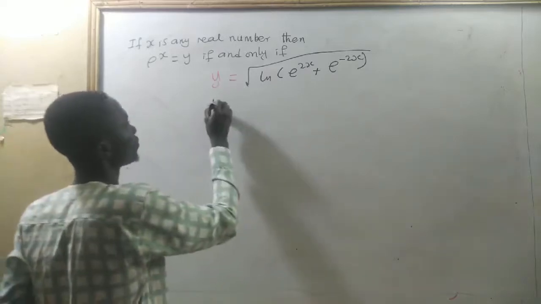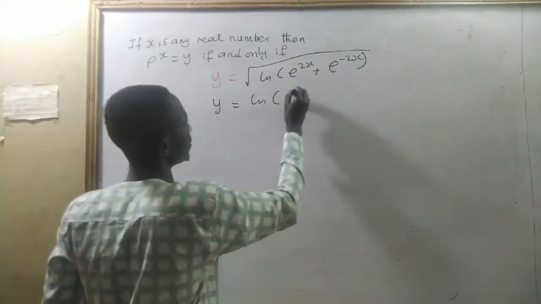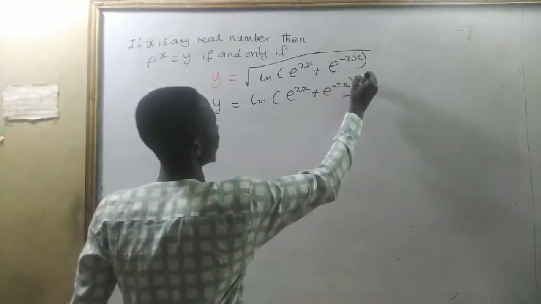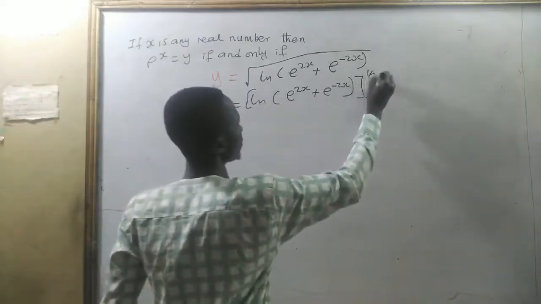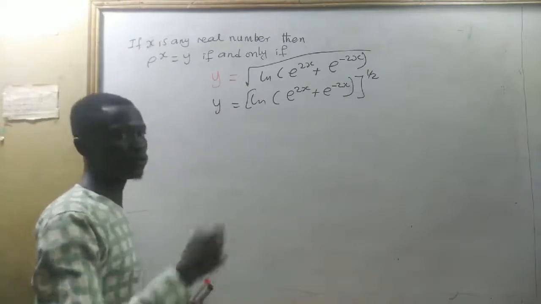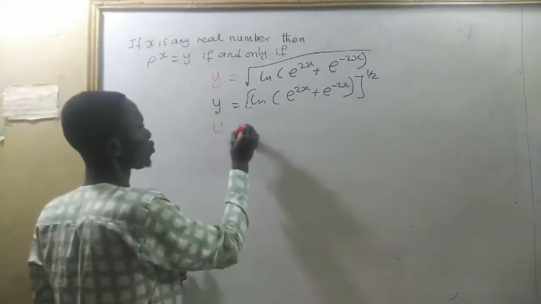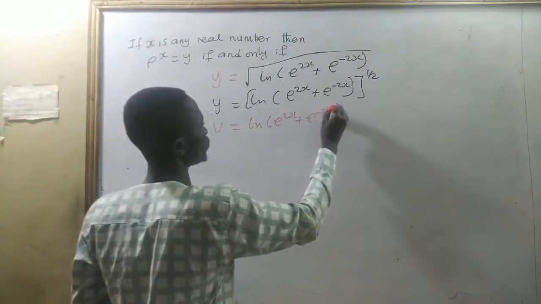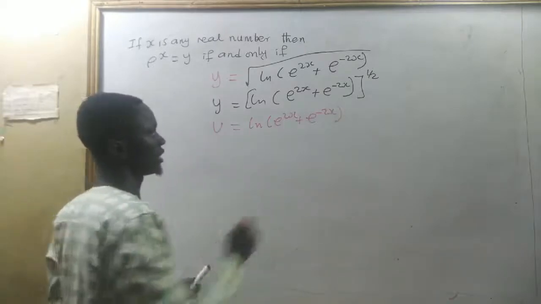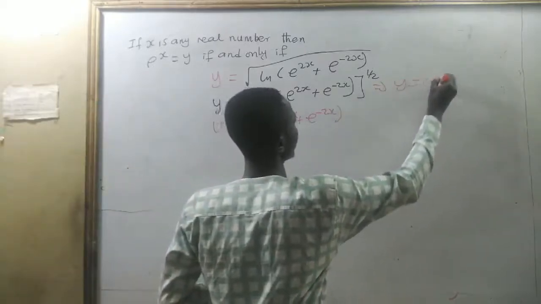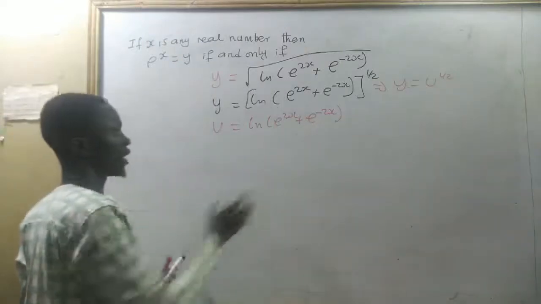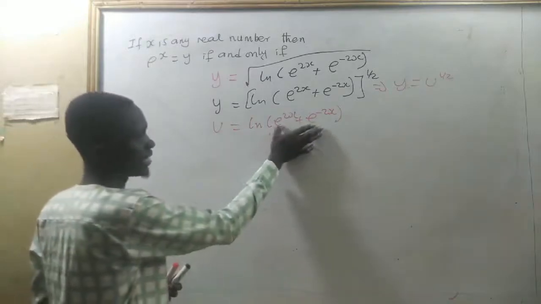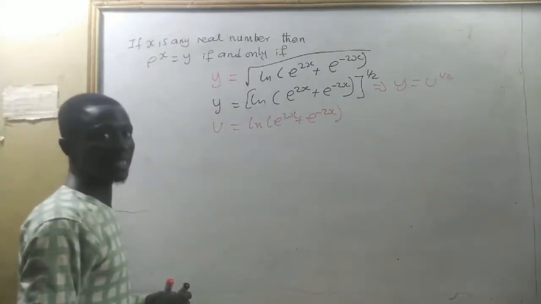Here we are going to have y equal to ln of e to the power 2x plus e to the power negative 2x, all to the power half. Now since we have to the power half, we are going to use the chain rule. So we are going to get u equal to ln of e to the power 2x plus e to the power negative 2x. Now this implies that y is equal to u to the power half. Now how do we differentiate this one? We know that to differentiate the ln, we differentiate the inner function and divide it by the same inner function.